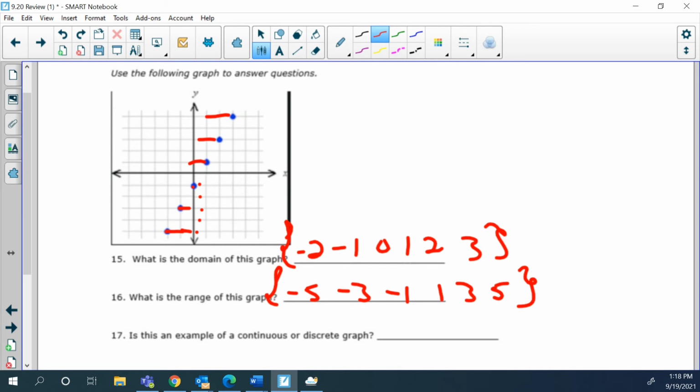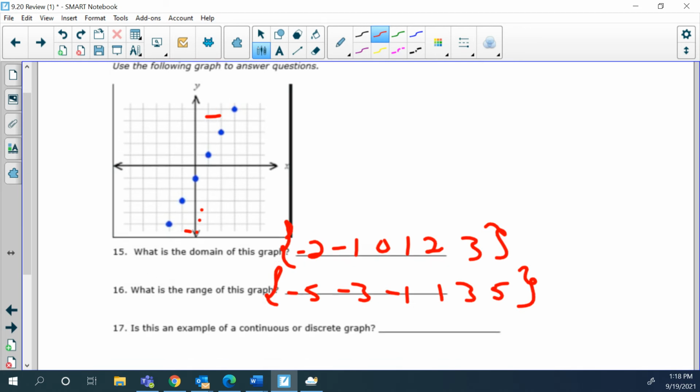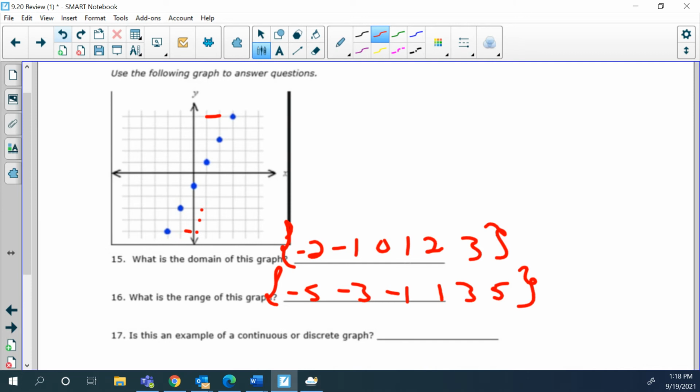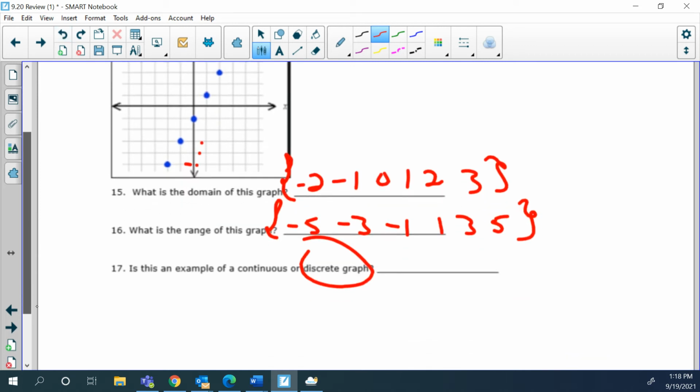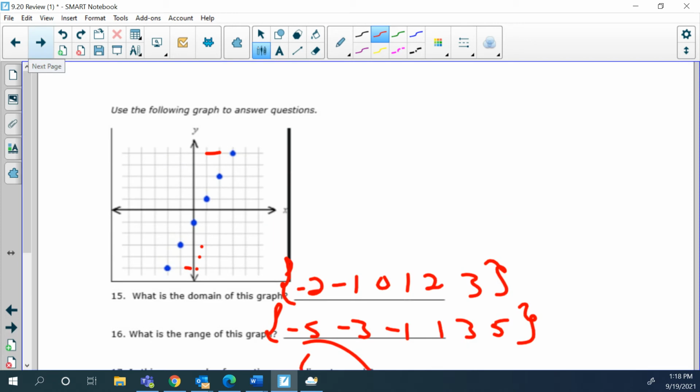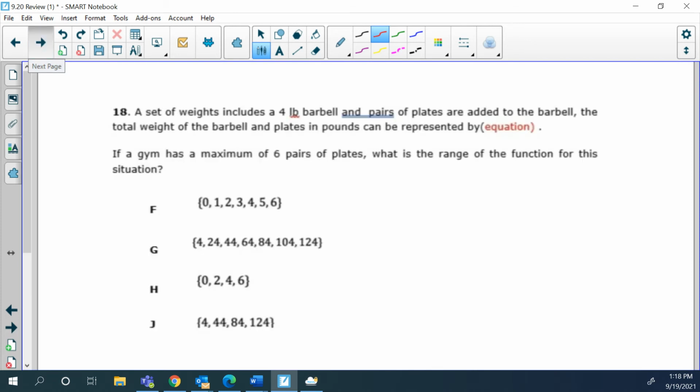Is this continuous? Yes, because if I draw a line, I don't have 2 points that are directly under each other. All right, so I'm sorry, this is discrete. It's points in the graph, so that's a discrete graph. All right, so that's number 17. And then 18.